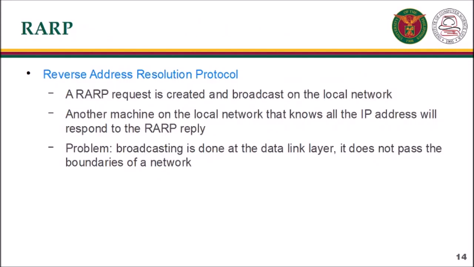The Reverse Address Resolution Protocol is a TCP/IP protocol that allows a host to find its internet address given its physical address. A reverse ARP request is created and broadcast on the local network. Another machine on the local network that knows all the IP addresses will respond with the reverse ARP reply. The problem with this is that broadcasting is done at the data link layer. It does not pass the boundaries of a network.